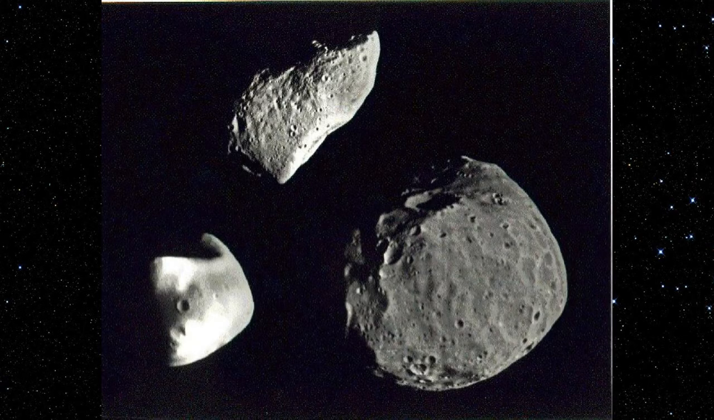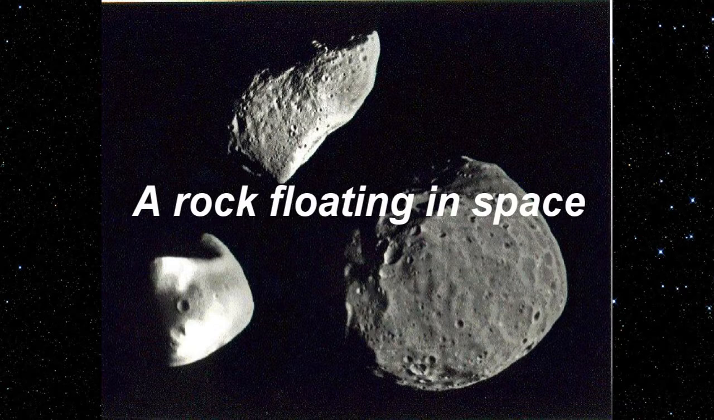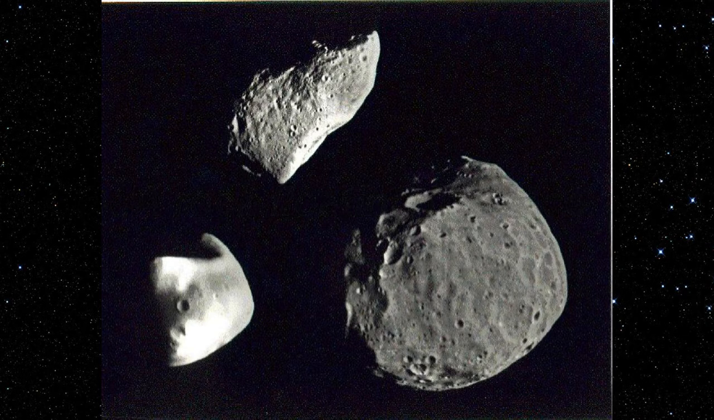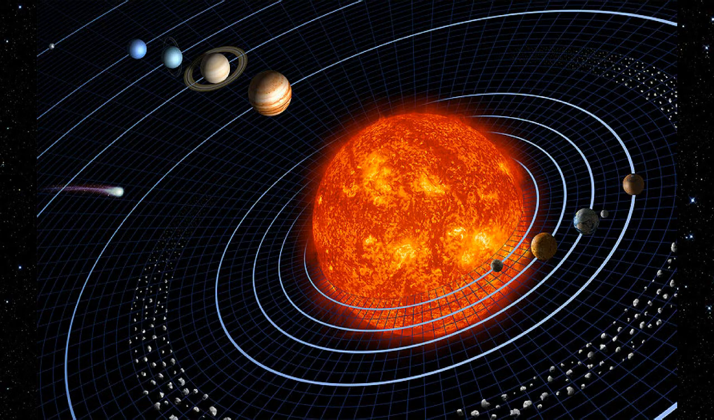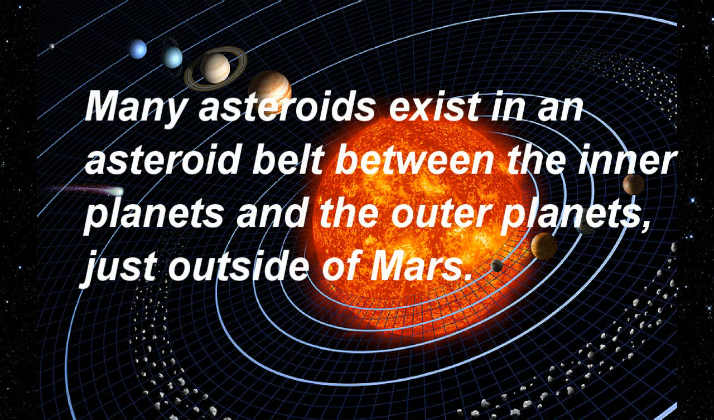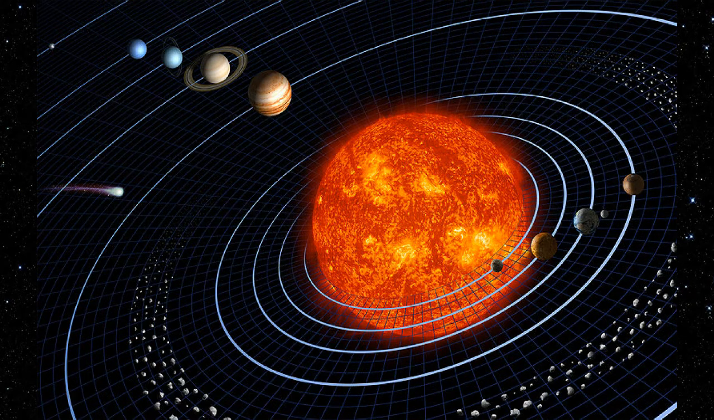Now, one of those objects are called asteroids. You may know what an asteroid is, and basically an asteroid is just a big rock that's floating around in space. When the solar system was created, a lot of pieces of dust and dirt were left over, and they formed these rocks that are just kind of floating around out there. Now, a lot of these asteroids can be found in what's called an asteroid belt. And in our solar system, the asteroid belt exists in the space between the inner planets and the outer planets, just outside of Mars.